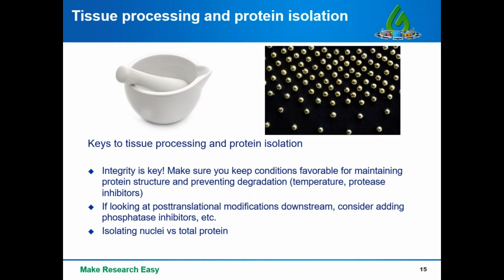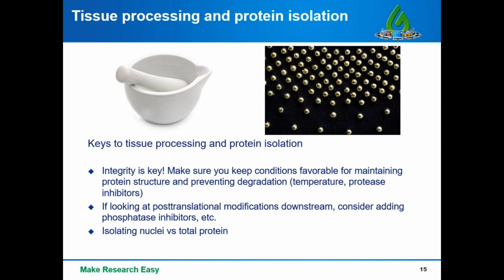Next, I want to go over, and this is the most important thing when it comes to co-immunoprecipitation in plant cells, your method of processing tissue and subsequent protein isolation. Some of the keys that I found when processing plant tissue is that the integrity of your protein is key. Nothing is more important than maintaining your protein's folding structure or integrity. You can do this by keeping conditions favorable for protein structure and for preventing degradation. Some of these include a low temperature and also protease inhibitors.